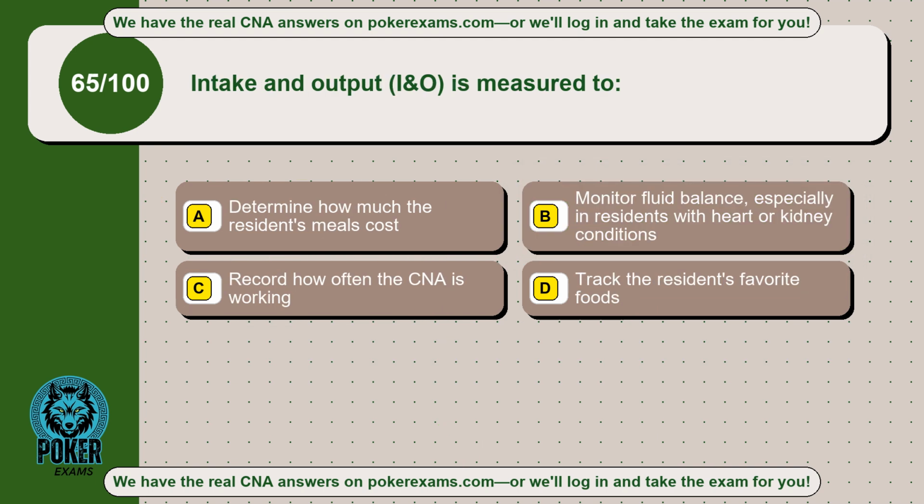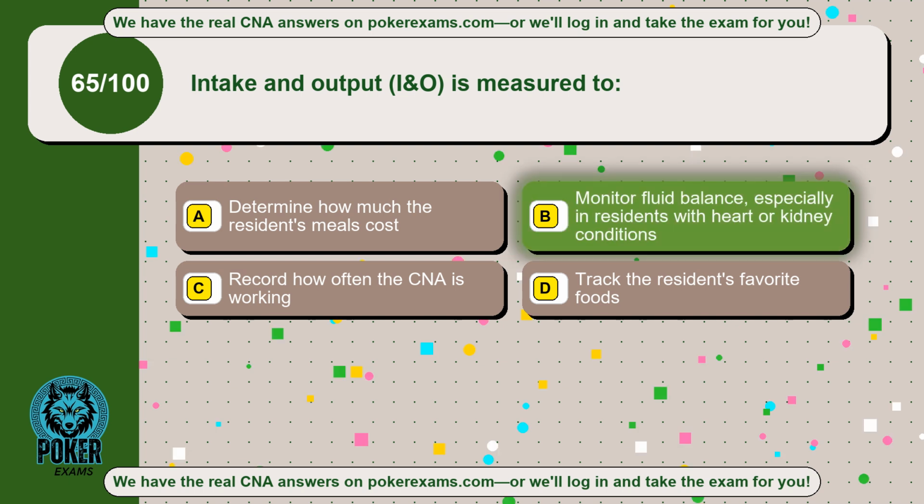Question 65. Intake and output, I and O, is measured to: Option A, determine how much the resident's meals cost. Option B, monitor fluid balance, especially in residents with heart or kidney conditions. Option C, record how often the CNA is working. Option D, track the resident's favorite foods.